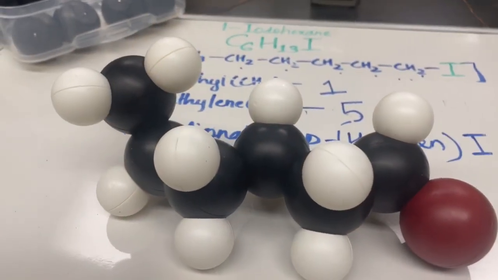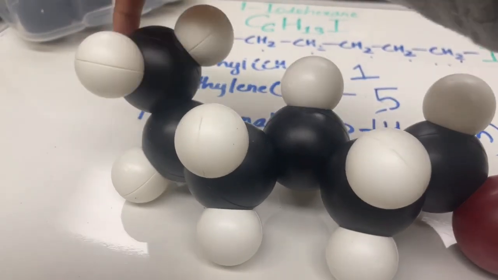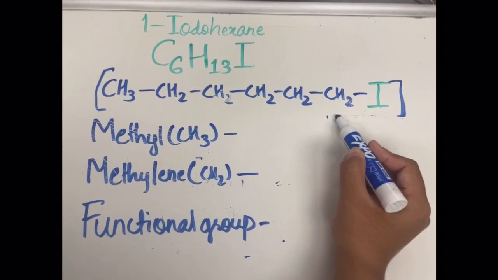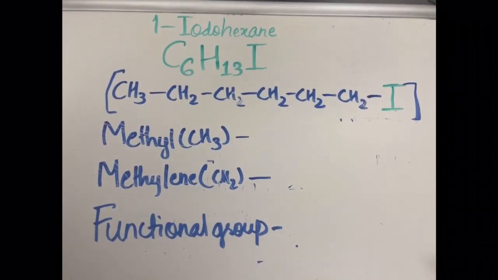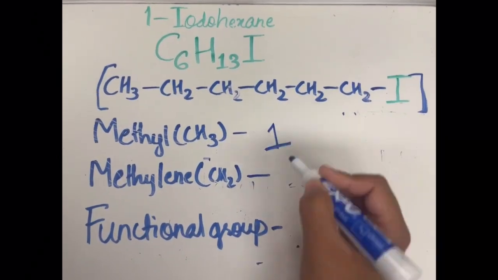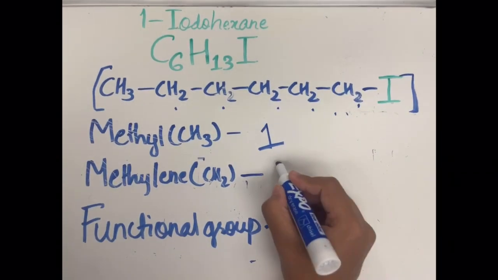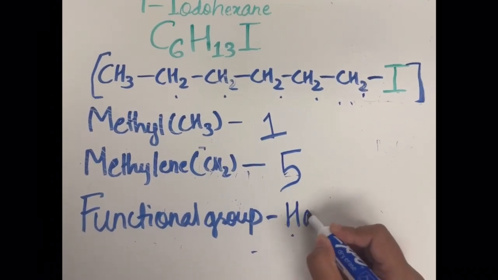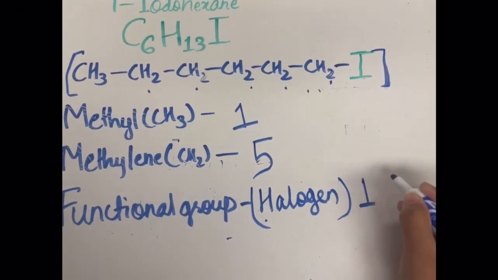Using our 6 carbons, 13 hydrogens, and 1 iodine, we have our final product, 1-iodohexane. The structure that I've made here is the same structure that we made using the Snatoms. So it is easier to see how many methyl groups are there: 1. And the methylene groups. And our functional group is a halogen, which is iodine.